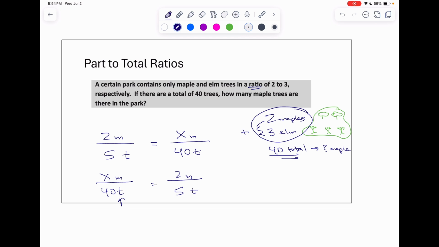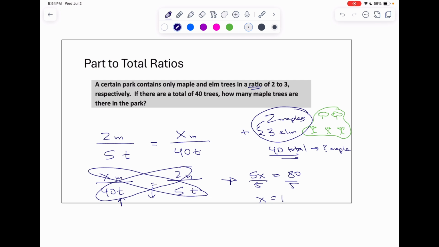So let's cross multiply. Let's take it to the side and cross multiply. We get 5 times x, that's 5x. 2 times 40, that's 80. We bring the equal sign down and into the middle, divide both sides by 5, and we get that x equals 16. And that's our answer.